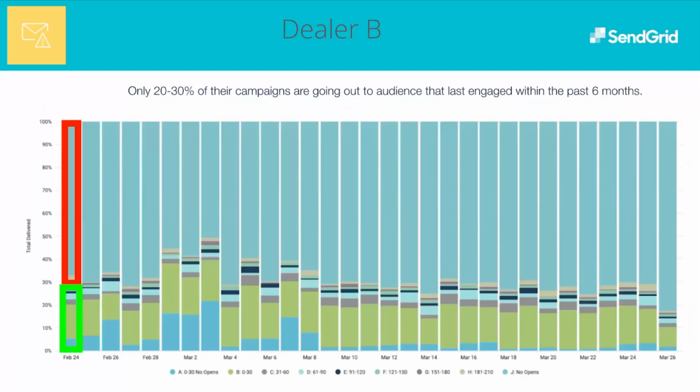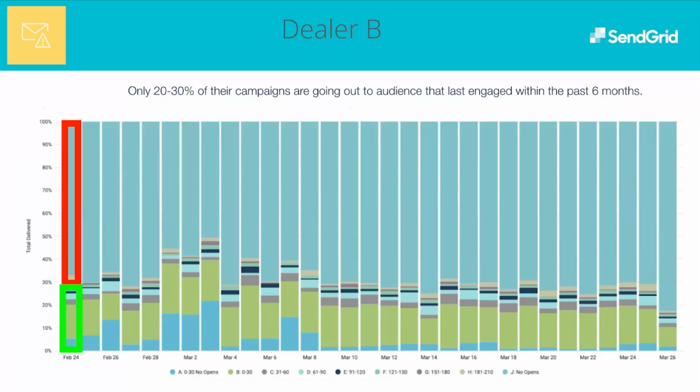Now I've got Dealer B. This is a completely different situation. About 20 to 30% of the emails on a daily basis are going out to that green segment, folks that last opened in the past 6 months. Dealer B is sending about 70% to even 80% of their emails to audience members that have not opened and are just continuously sending to.